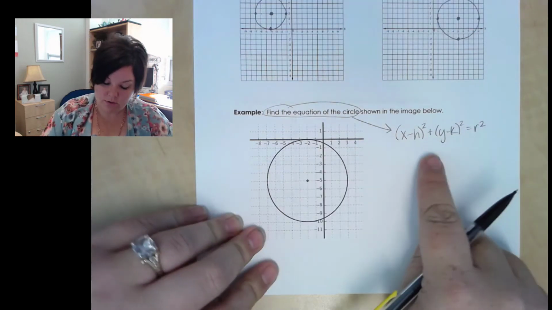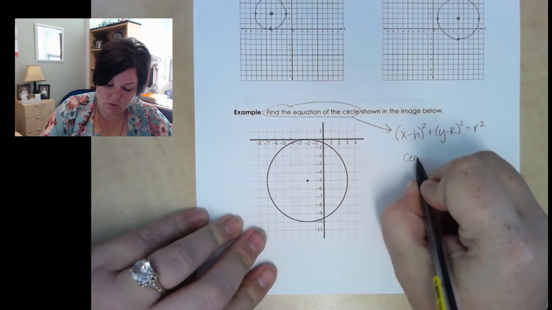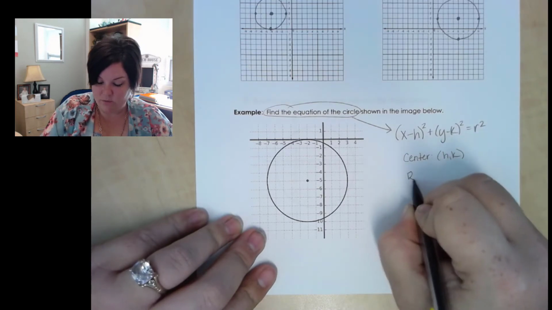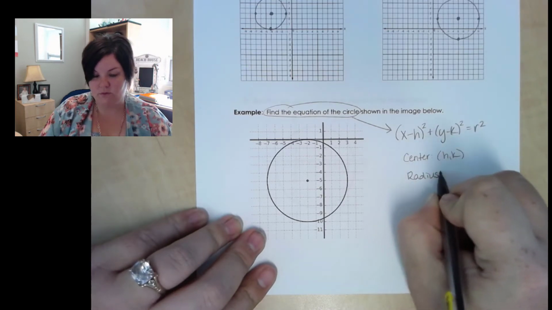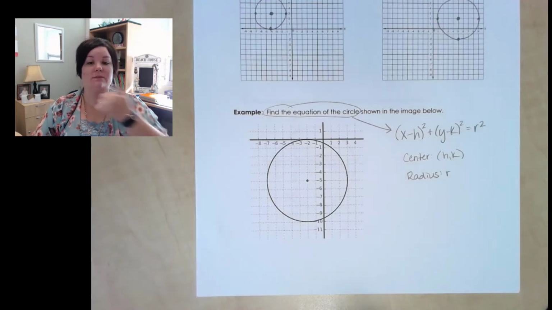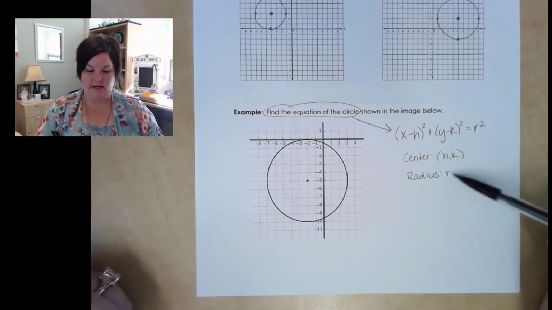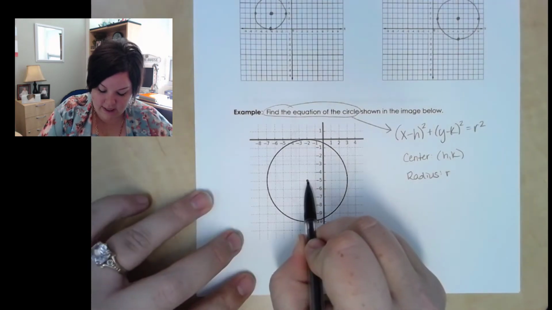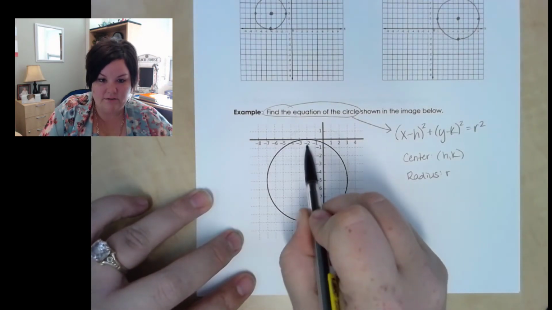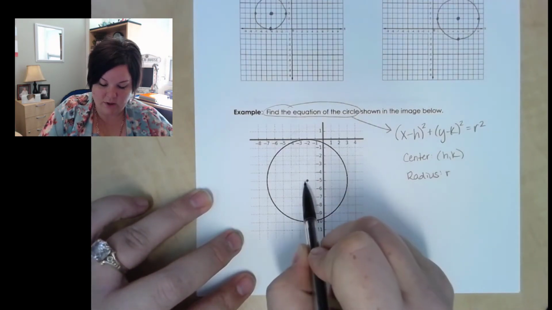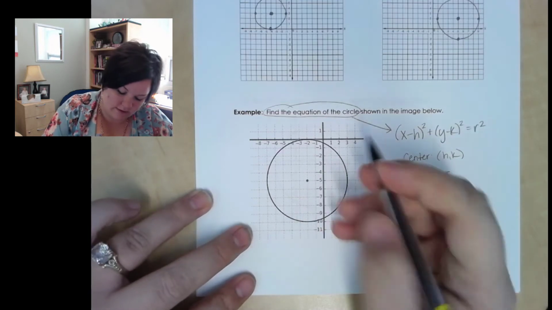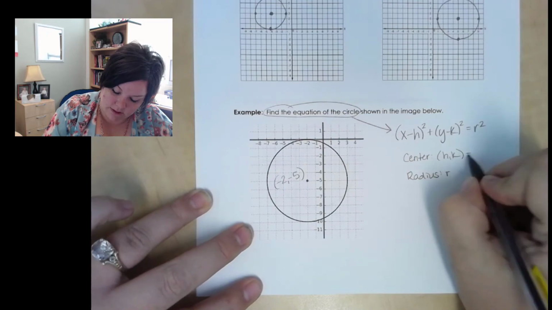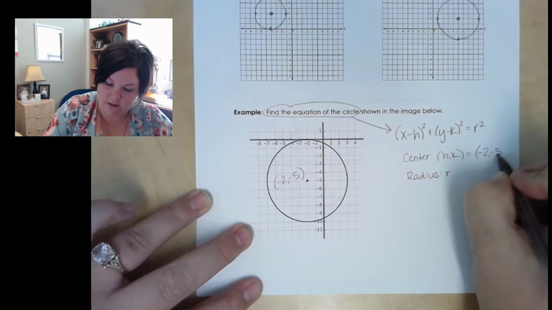Now, in order to know this, we need to know what our center point is. We need to know our h, k, right? And we need to know our radius, which is r. So we should be able to figure out our center and our radius just by looking at this picture, okay? The center point has an x value of -2 and a y value of -5. Okay, so this is the point -2, -5. I'm just going to write it here, -2, -5.